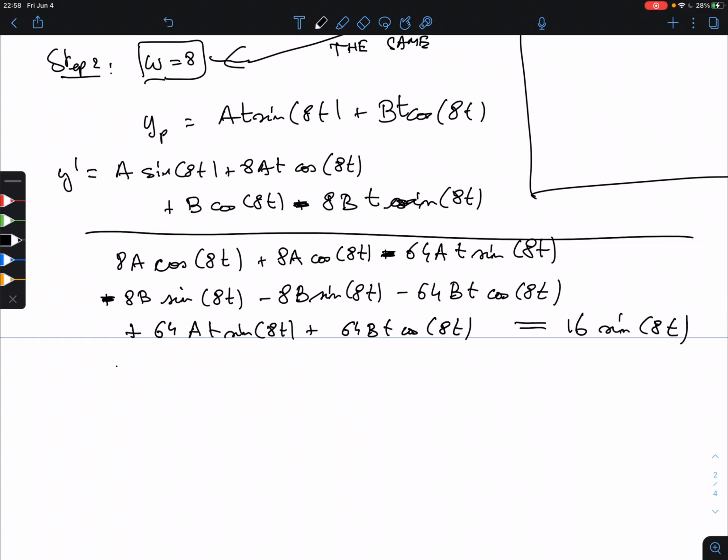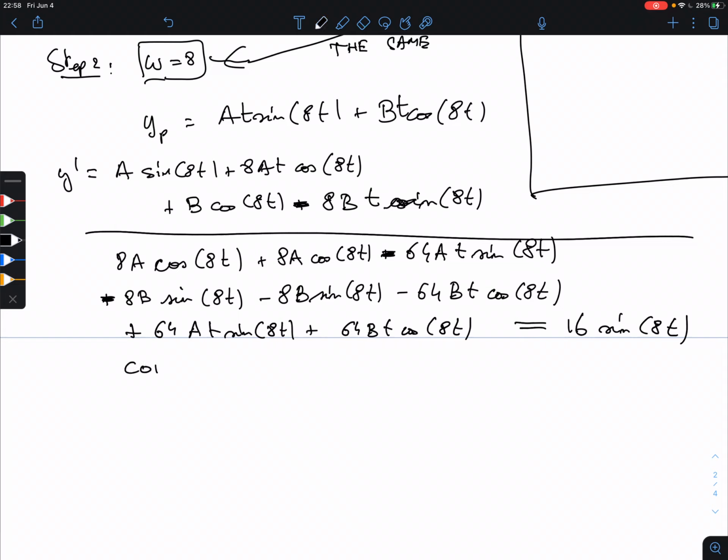Now let's look at the left-hand side. There are like terms there. So how many are there? There are actually 4 different like terms. So let me list them. The first one is, well, let's just take them as they come. 8a cosine 8t. So this is cosine 8t. What are the coefficients for cosine 8t? Let me write it this way, sorry.